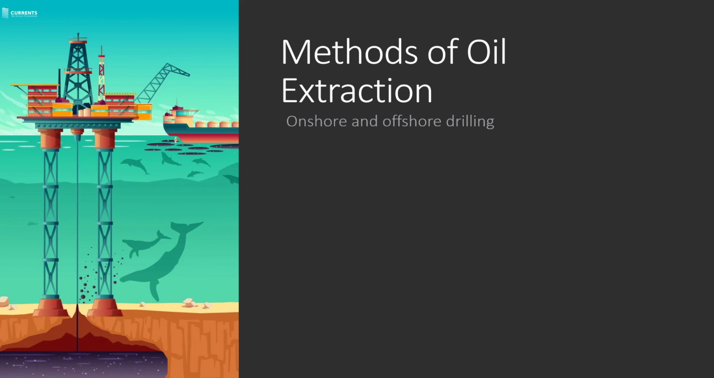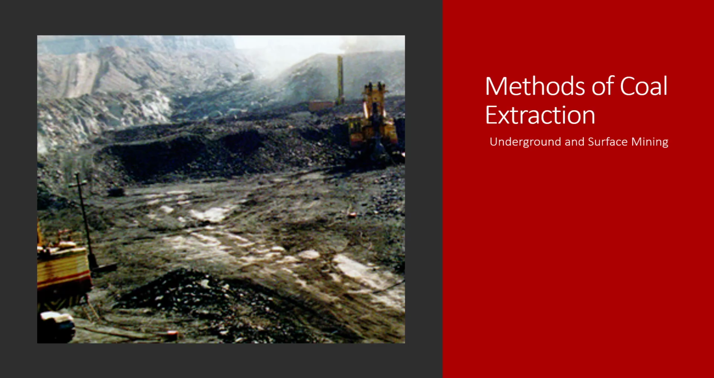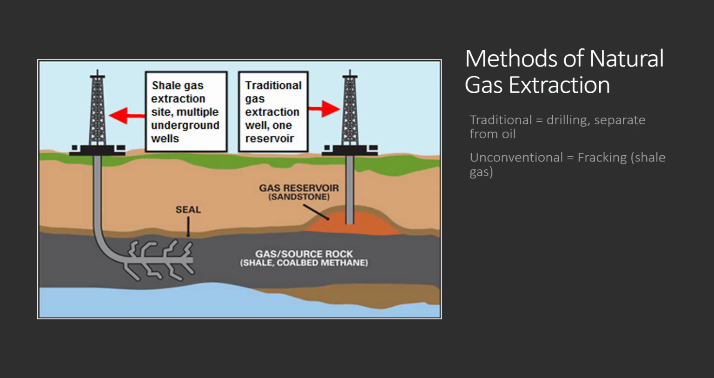So let's look at some of the methods of extraction. For oil, there's onshore and offshore drilling. For coal extraction, you have underground and surface mining. And for natural gas, there's traditional drilling and separation from oil, but there's also fracking, which is shale gas.